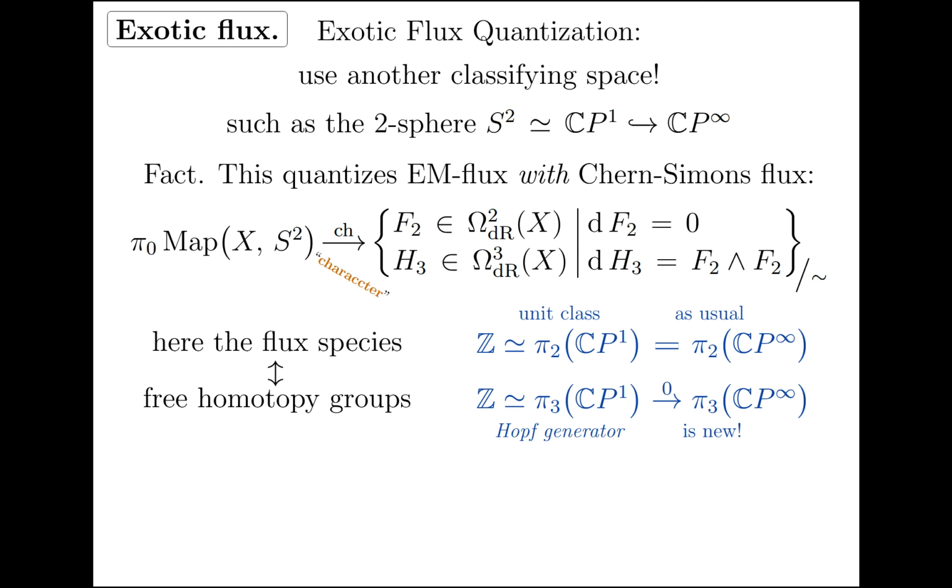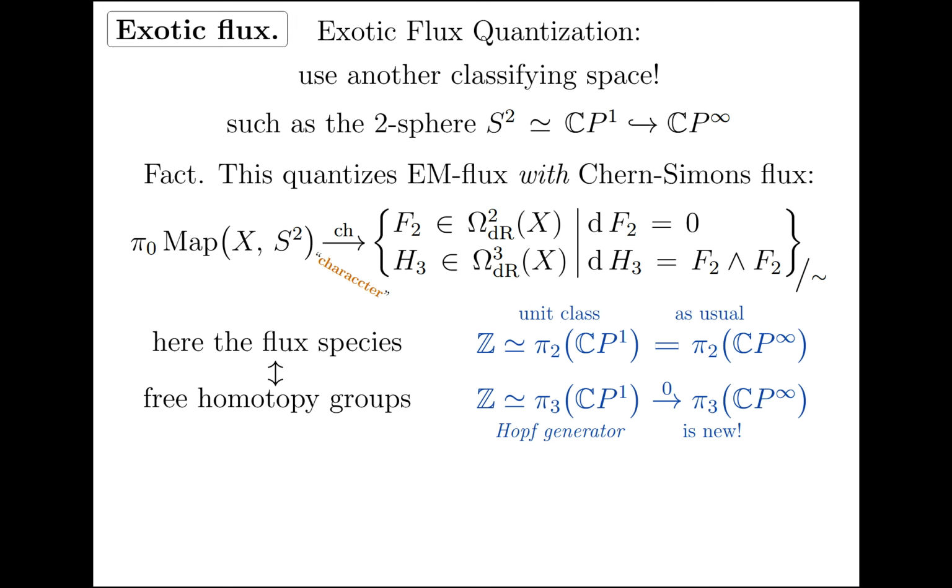But now, in stark contrast to CP infinity, which as a KZ2 has no other non-trivial homotopy groups in positive degrees, there is a non-torsion homotopy group of CP1, of S2, in degree 3, famously known as the Hopf generator, right? There's this non-trivial map from S3 to S2, topologically non-trivial, called the Hopf fibration. And that represents the non-trivial unit in the integers, regarded as the third homotopy group of CP1.